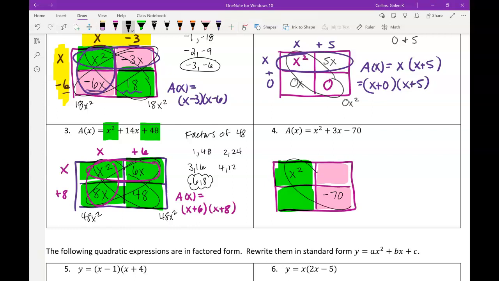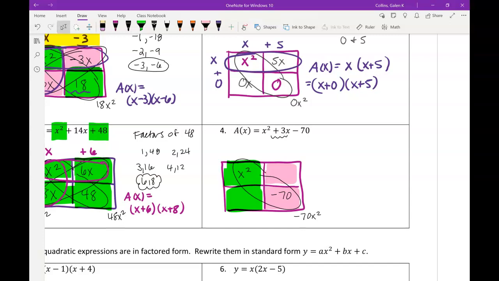And so we're looking for two numbers that have a product of negative 70x squared and a sum of positive 3. So if I need them to add to a positive number, the greater of the two numbers has to be the positive number. So when I think about my factors of negative 70, I know I've got negative 1 and 70, but that's really far apart, right? Because that would have a sum of negative 69. I have negative 2 and positive 35.